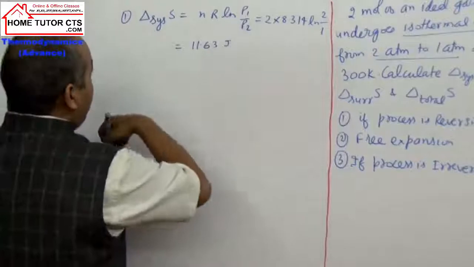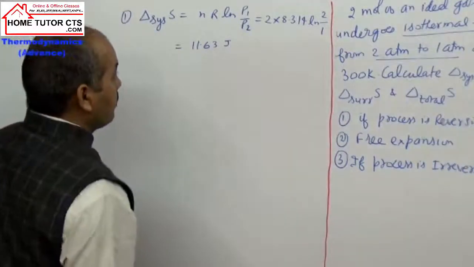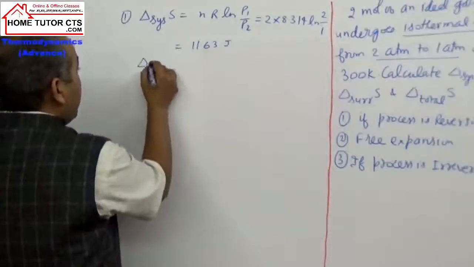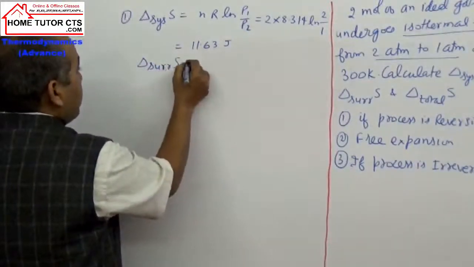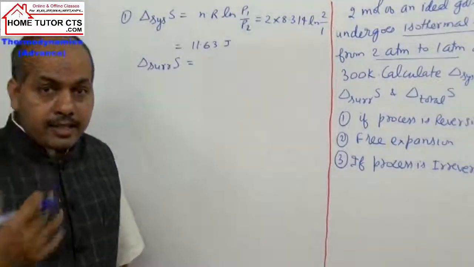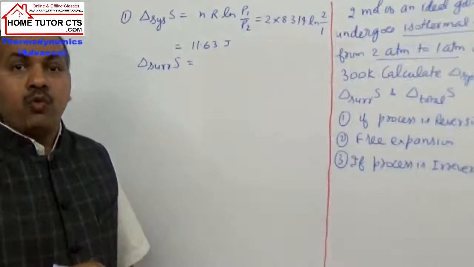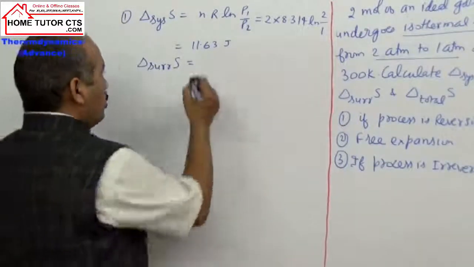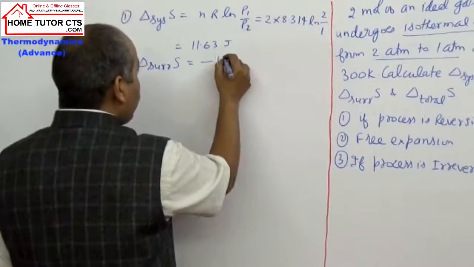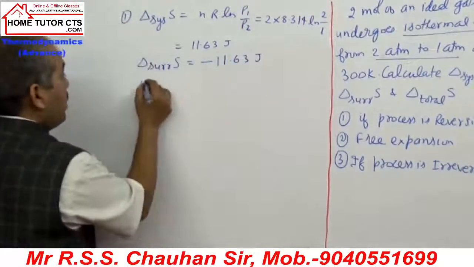Now in the second part, after the delta S system calculation, what is delta S surroundings? When the change is reversible, delta S system and delta S surrounding are the same in magnitude, only the sign will be opposite. So what is delta S surroundings? Minus 11.63 joules. And what is delta S total?